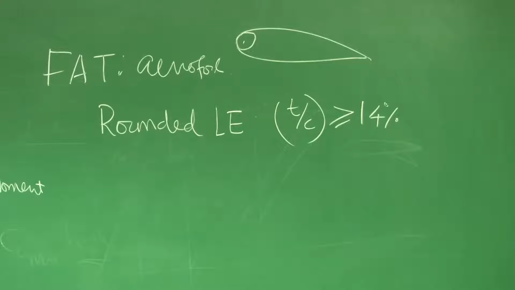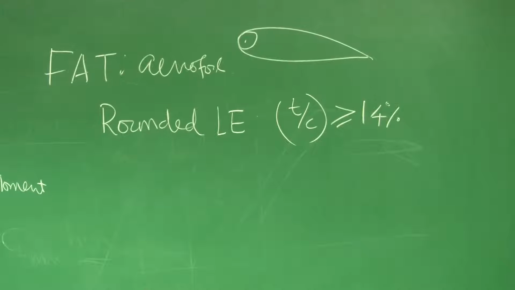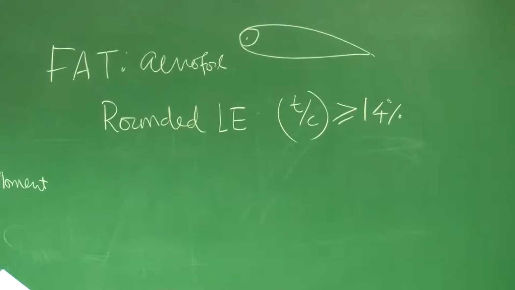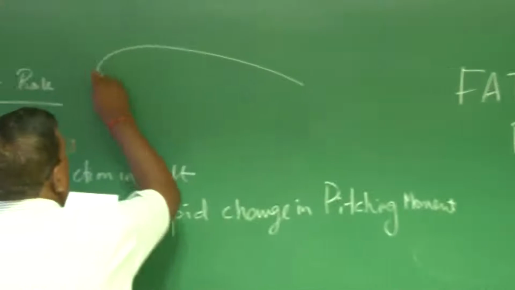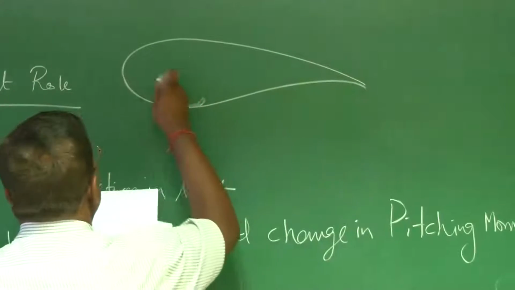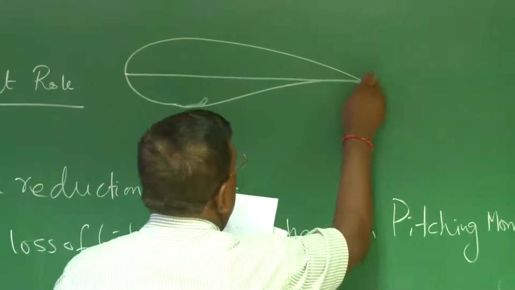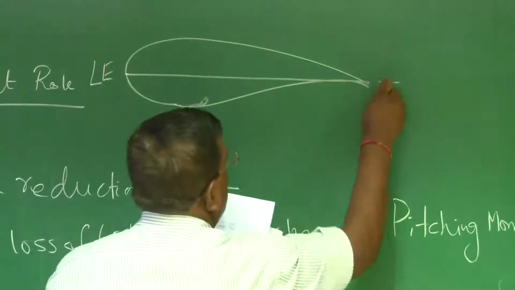You may be cursing me. Why is he suddenly talking about T by C? What is the T by C ratio? Sir has not mentioned anything about how an aerofoil looks, what their Kimber line is, how to select, or how to even see a Kimber line. So let me do that for you, which I presume you all know, because you have already done 2 courses. This is the leading edge and this is the trailing edge.